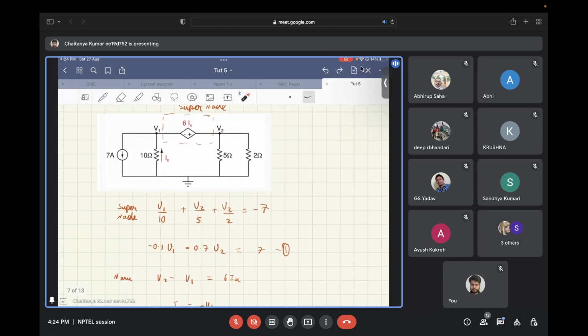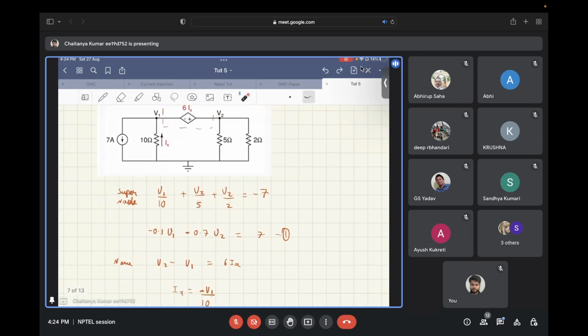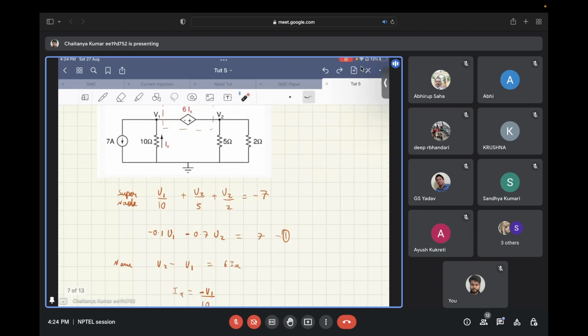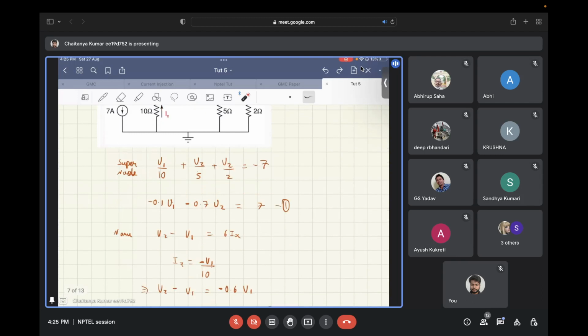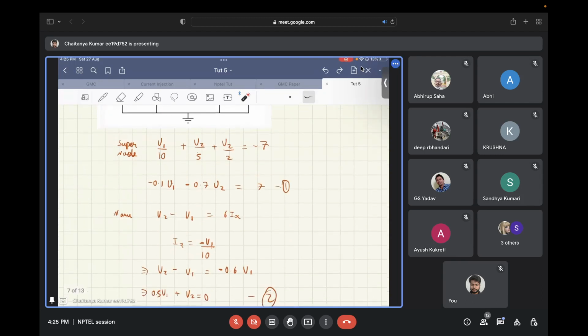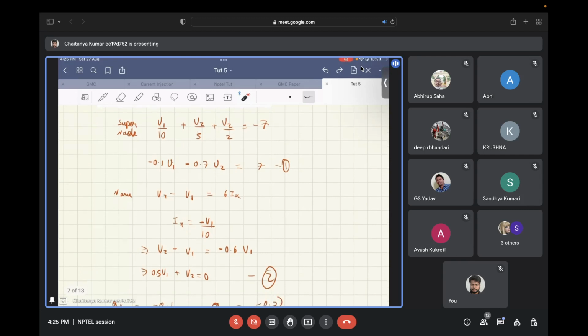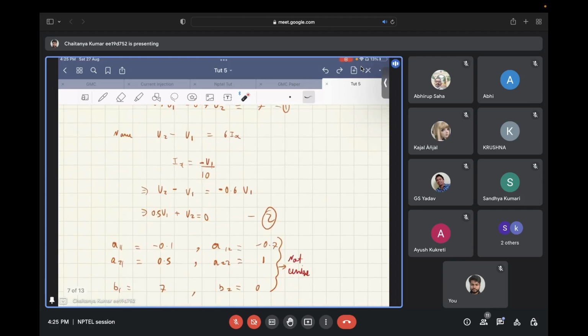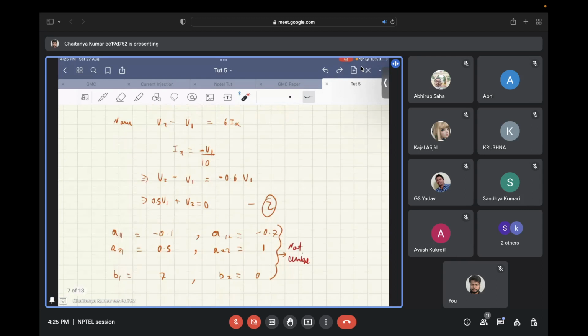Now, since you have assumed the supernode between V1 and V2, and there is a voltage source between them, V2 minus V1 will be equal to 6 times Ix. That is the value of the voltage source. And Ix, you know, is minus V1 by 10. So if you substitute this in the above equation, you get V2 minus V1 as minus 0.6 times V1, and from there you get 0.5 times V1 plus V2 equal to 0. So you have equations 1 and 2. From there you can get the values of A11 to A22 and B1 and B2.